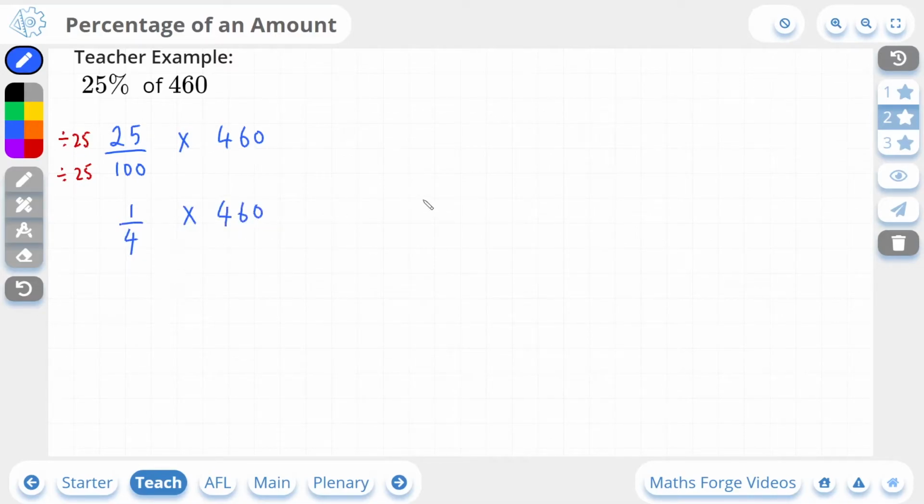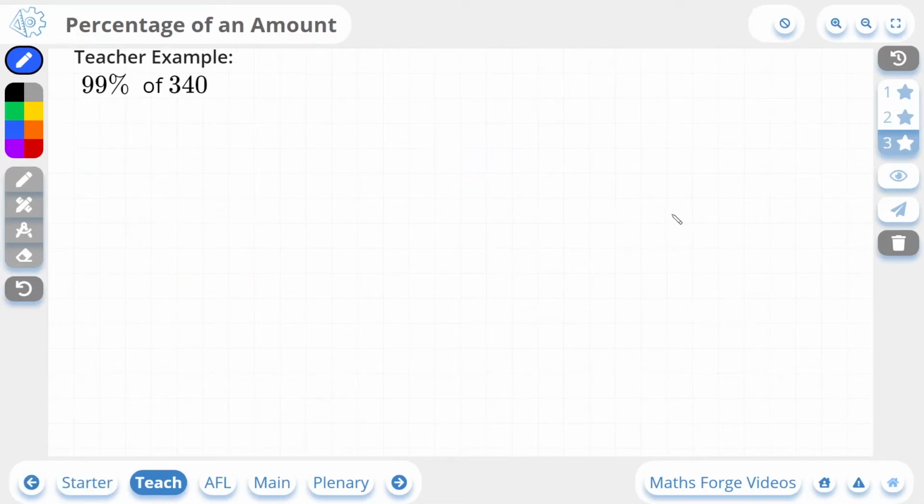Now 460 divided by 4, I'm going to use short division very quickly on the side here to do it. So 4 goes into 4 once. 4 goes into 6 once with a remainder of 2, and 4 goes into 20 five times. So 460 divided by 4 is 115, and we're going to multiply this by 1, giving us a final answer of 115. And if we check our answer, there it is. So 25% of 460 is 115. Now let's do a Three Star example.